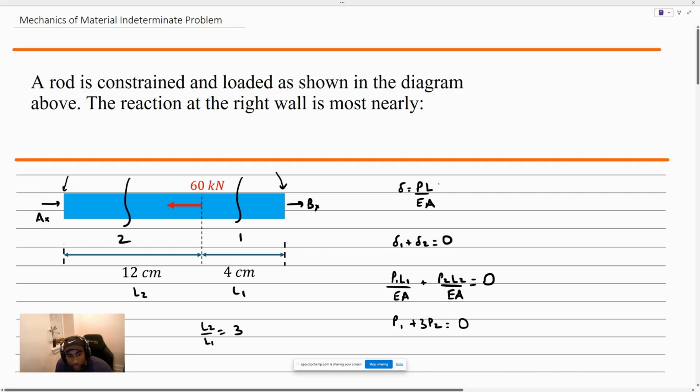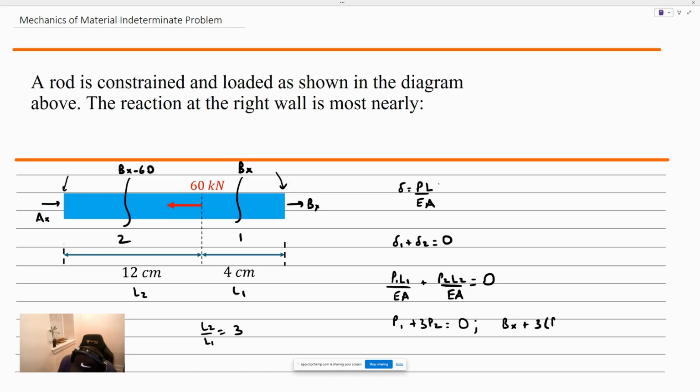Now all we have to do is find the internal axial load inside of section 1 and 2. Let's find it in terms of just the one unknown that we need, which is Bx on the right hand side. Inside of section 1, the internal axial load is a tensile Bx, and inside of section 2, the internal axial load is a tensile Bx minus a compressive 60 kilonewton. Let's plug that into this relation here on the bottom. P1 was Bx, and 3 times P2 is Bx minus 60. That entire value must be equal to 0.